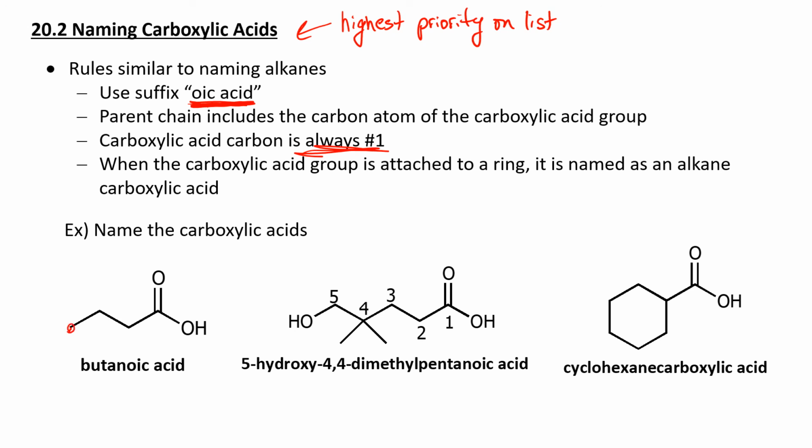So let's look at a simple one. We have 4 carbons in our chain. The carboxylic acid has to be number 1. And that's some form of butane, and our suffix is oic acid. So butanoic acid.